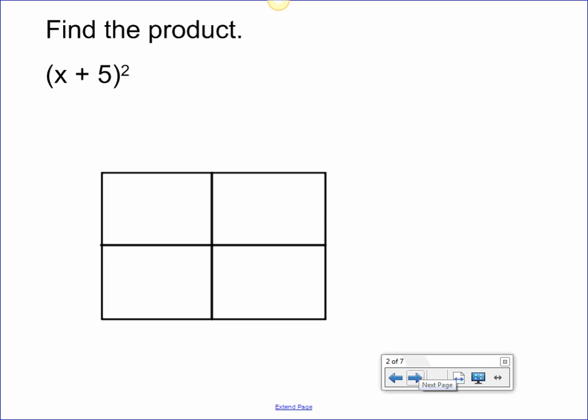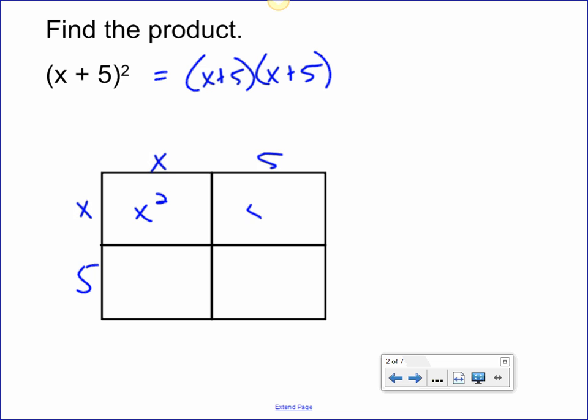First of all, if I asked you to find this product, a couple different ways you could do it. First thing we got to realize though is that x plus 5 squared really means x plus 5 times an x plus 5. So once you write it out like that, you could do the distributive property, you could FOIL it. I like to use the box, so I would just use this. So I'd have x squared, a 5x, a 5x, and a 25. So my final answer would be x squared plus 10x plus a 25.